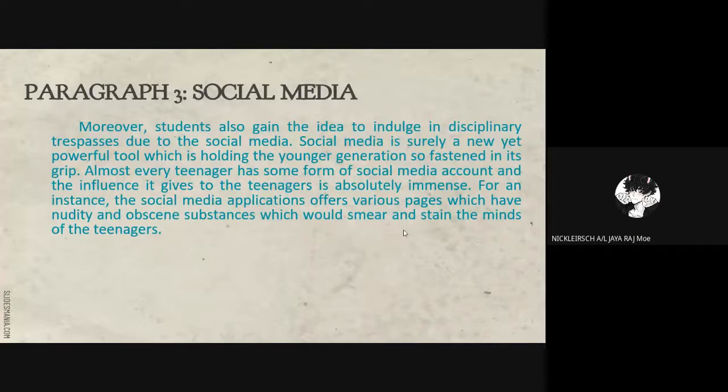Moreover, students also gain the idea to indulge in disciplinary trespasses due to the social media. Social media is surely a new yet powerful tool which is holding the younger generation so fastened in its grip. Almost every teenager has some form of social media account, and the influence it gives to teenagers is absolutely immense. For an instance, the social media applications offer various pages which have nudity and obscene substance, which would smear and stain the minds of teenagers.